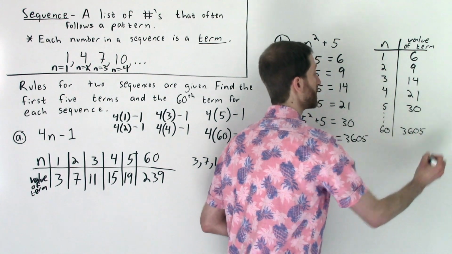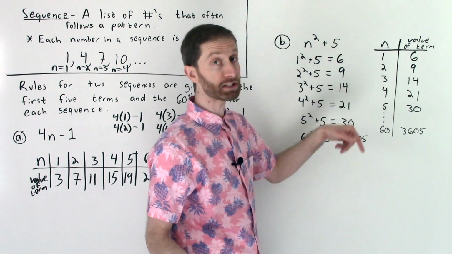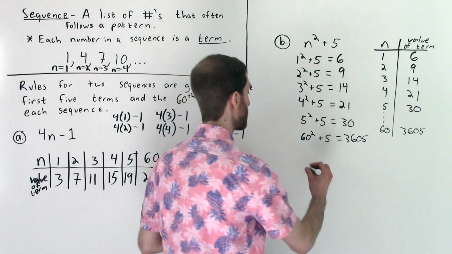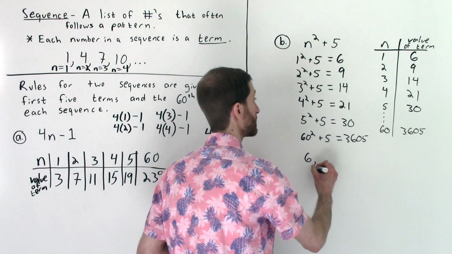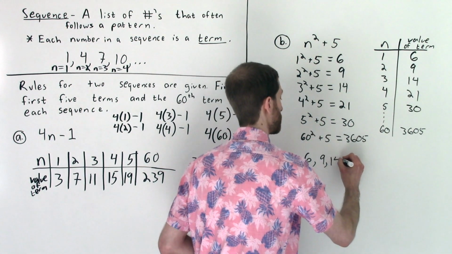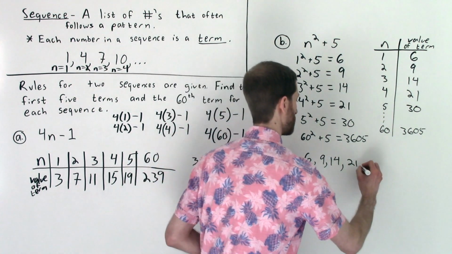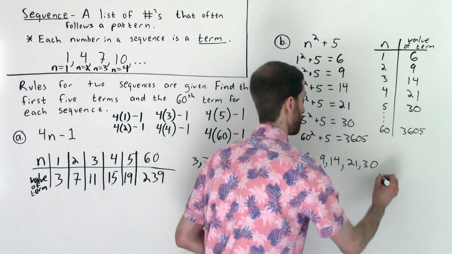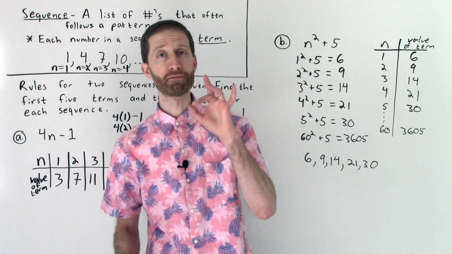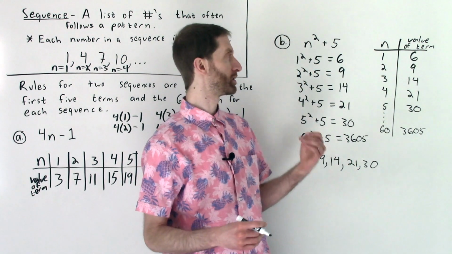So our final sequence here, based on the outputs that I got from the inputs that I put in here: my first term in this sequence is 6, the second is 9, just grabbing it from my results here. The third term is 14, the fourth term, 21, and the fifth term is 30. And that, my friends, is some very cool rocking of rules that give you sequences.